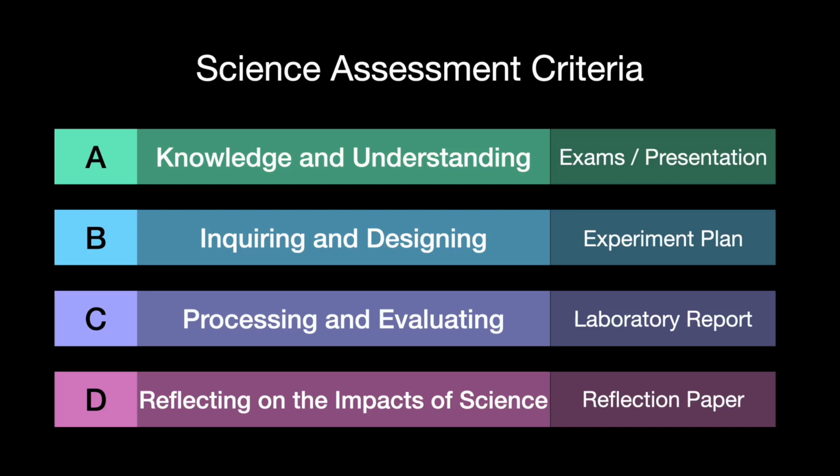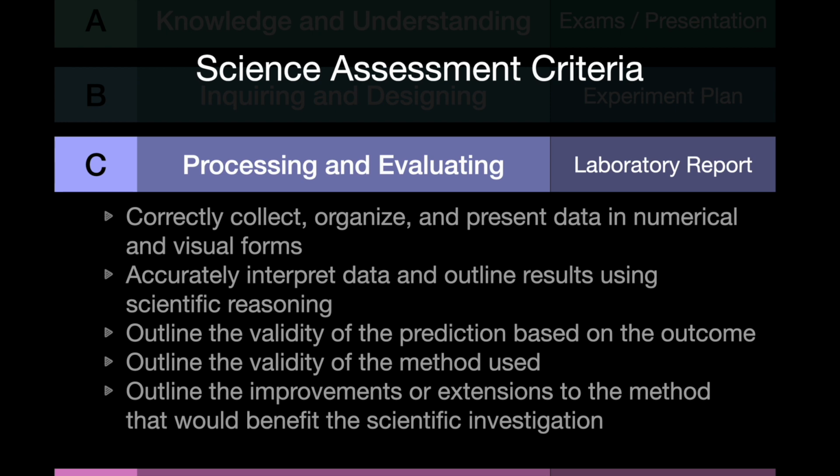So we will continue our discussion on the science assessment criteria, and for this video, we will focus on Criterion C, processing and evaluating. Here, we already assume that you have collected data, so the point of Criterion C is for you to organize it, present it in visual and numerical forms, and then draw information that can inform you of whether your initial prediction is correct or not, and also whether your method is actually valid or not.